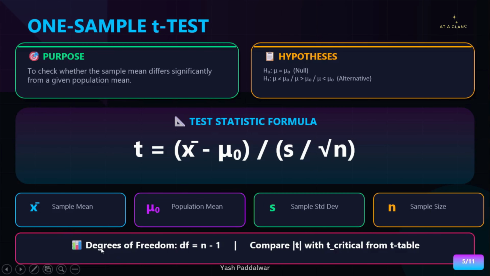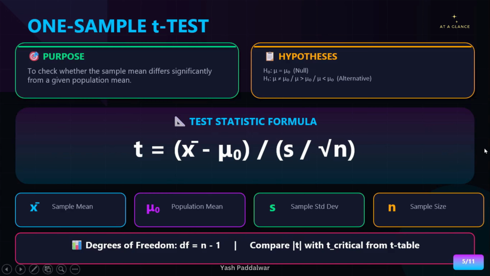One more concept is degrees of freedom. Df is nothing but n minus 1, which is the total number of data points in your sample minus 1. Now, for getting to a conclusion, you should compare your mod t value with your t critical from the t table. Like how your z table was there, the same t table is present where you get the critical value of t for that particular level of significance. And once you get the t critical value, you can simply compare it with your mod t value, which you get from computing this particular formula.